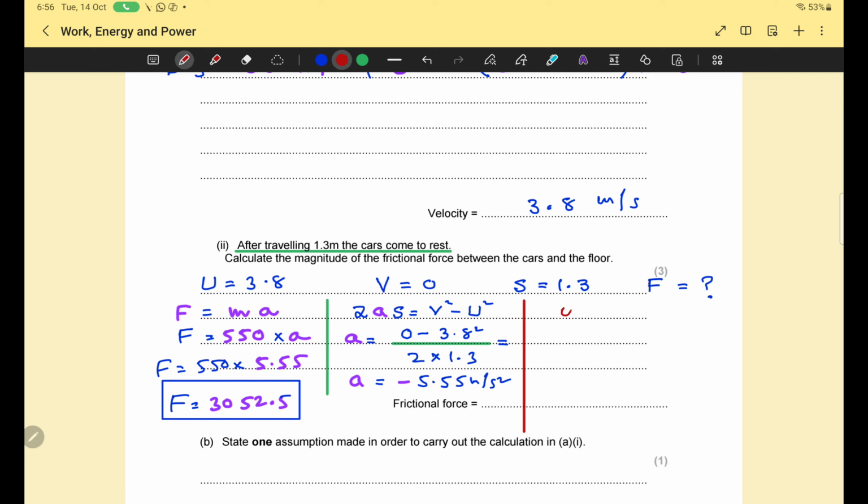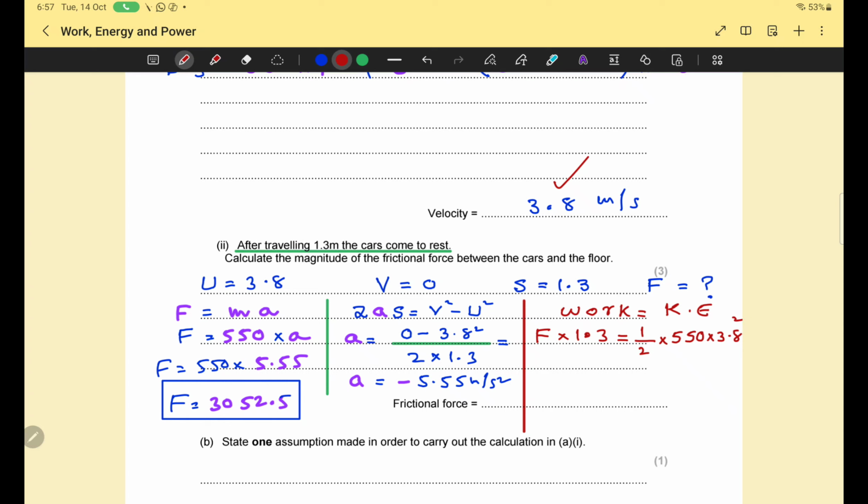The method is, you should know, work equal to kinetic energy. Sir, work equal to force into displacement. Displacement is 1.3, and friction is doing work to control kinetic energy. So we have to calculate force, work, displacement is 1.3. On the other side, sir, kinetic energy is half mass. Mass of combined car is 550 into velocity. Sir, velocity is 3.8.